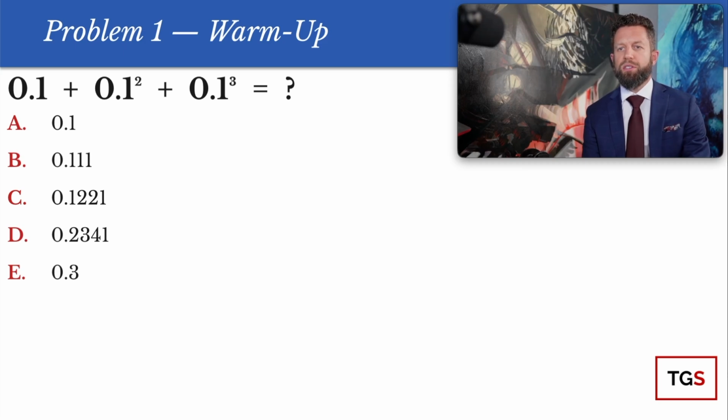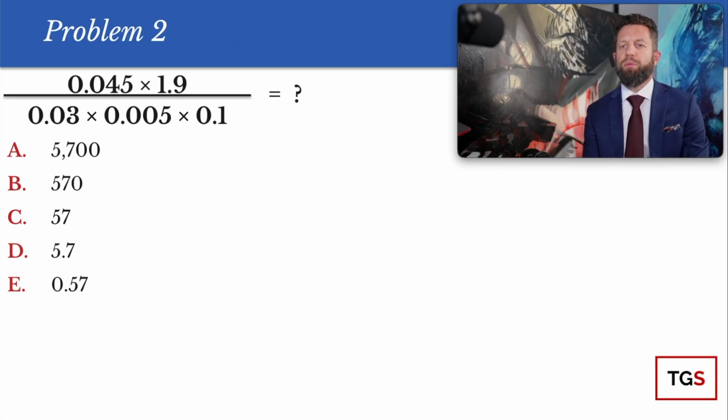Okay, this is problem number 2. The problem is a big fraction. The numerator of that fraction is 0.045 times 1.9. Okay, so the numerator of the fraction is 0.045 times 1.9. The denominator of the fraction is 0.03 times 0.005 times 0.1.